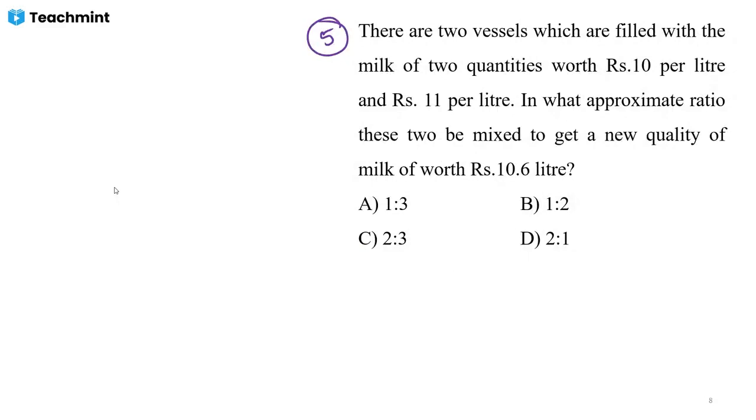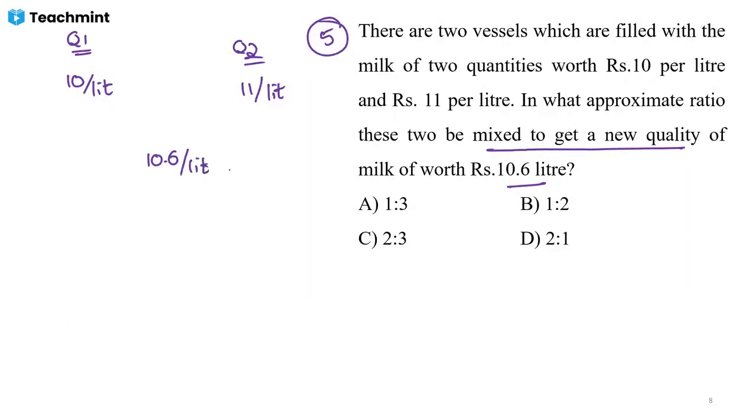Two vessels are filled with milk of two qualities, worth 10 per liter and 11 per liter. Both are mixed to give a new quality of milk worth 10.6 per liter. In what ratio do you have to mix them? What's the answer here? Just now you got the idea.